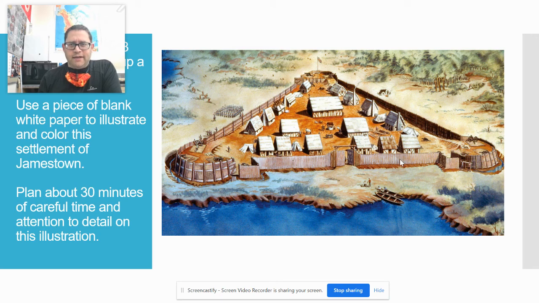It is a nasty swamp, and the soil is very acidic, and things don't like to grow there. There is a plant that does like to grow there that we're going to learn about later, but it's not a plant from Europe. It's a new plant just from the Americas that they're going to find out about.